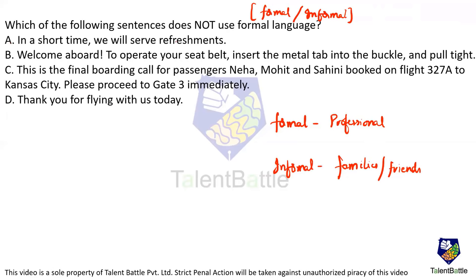Which of the following sentences does not use a formal language? So that means, out of the given four, three will be formal and one would be informal. So you have to select that one informal sentence out of the given four. Just read out the sentences and tell me which one is informal, and then check with the video.